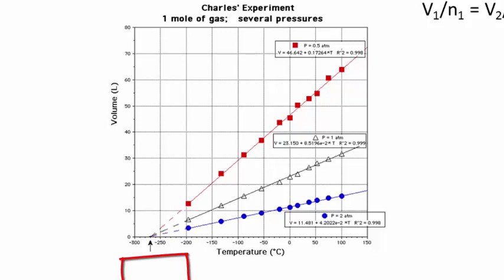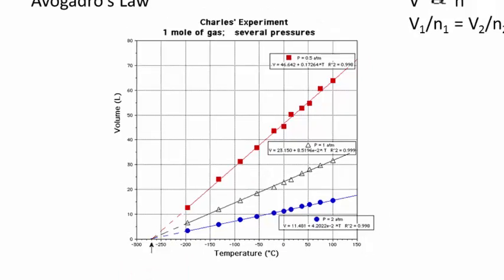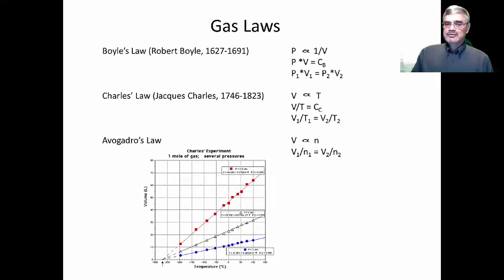These are lines for different starting pressures of gas, or different amounts of gas. They would all extrapolate to absolute zero, minus 273 degrees Kelvin. Interesting experiment. The third equation we'll talk about is what is called Avogadro's law.